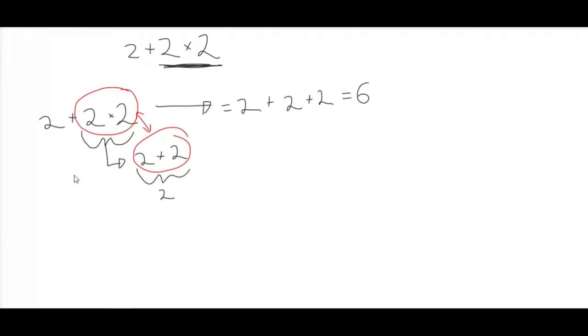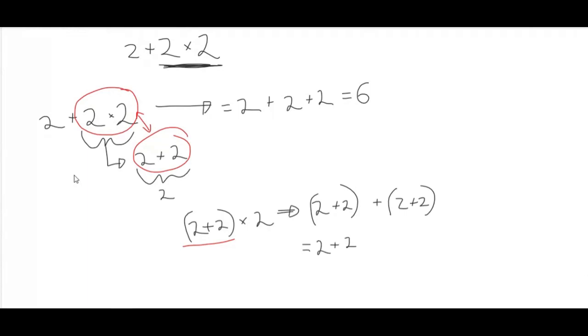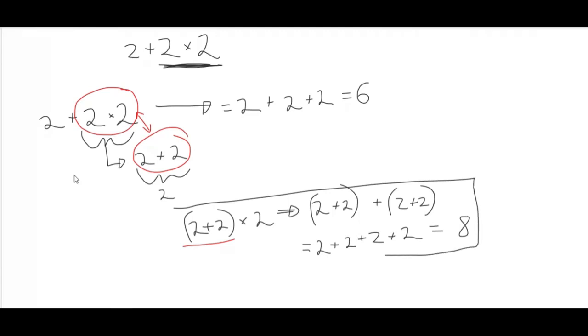Okay. If we do the addition first, right? So if we do the wrong thing, if we do 2 + 2 first, and then we multiply it by 2, well, again, what does that multiplication by 2 mean? It means that we're adding something to itself, right? In this case, the thing that we're adding to itself is what's underlined in red here, right? So we have 2 + 2 + 2 + 2. Okay, let's get rid of the brackets for simplicity. 2 + 2 + 2 + 2. That's 8. Okay, that's a different answer.